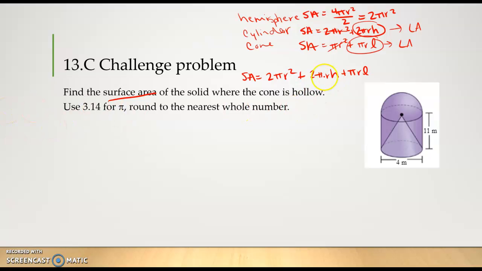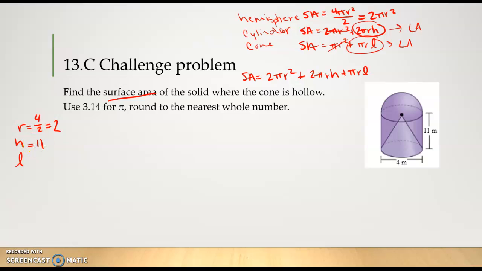So, what are things that we need? We need a radius, we need a perpendicular height, and we need a slant height. Well, the diameter is 4, right? So the radius is going to be 4 divided by 2, which is 2. So my radius is 2. My height of the cylinder is 11.